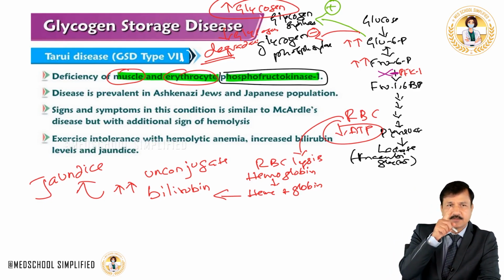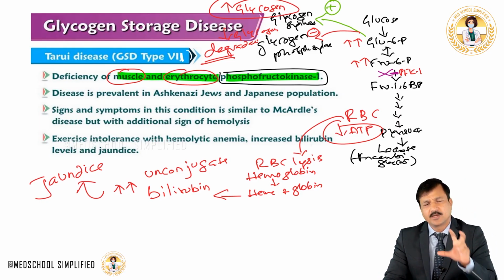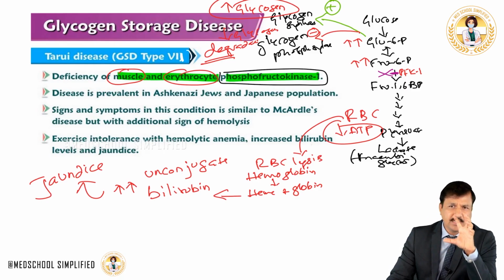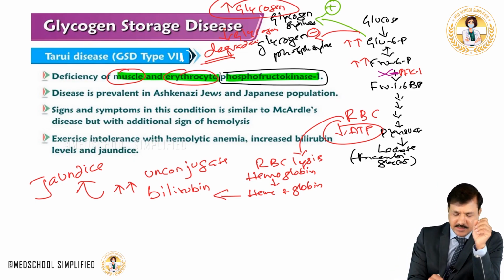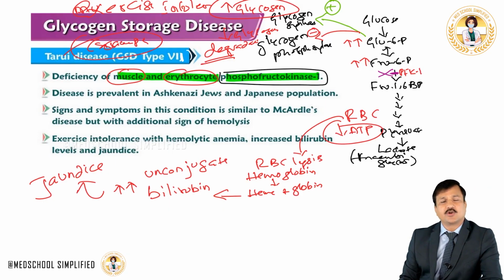On the other side, in skeletal muscle, glycogen degradation is not going on because glycogen phosphorylase is down and glycogen accumulates in the skeletal muscle. So energy is not coming from glycogen degradation for contracting skeletal muscle. The patient will develop exercise intolerance and muscle cramps. Exercise intolerance and muscle cramps are seen in Tarui disease.